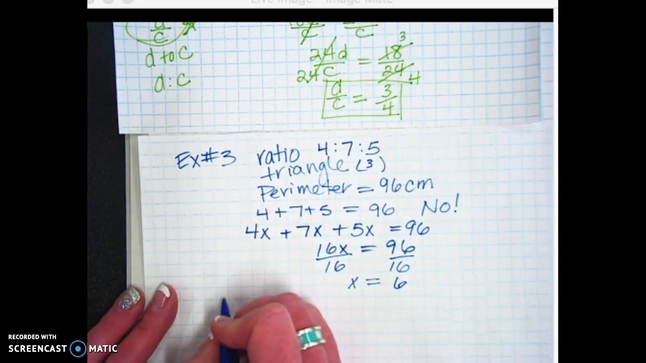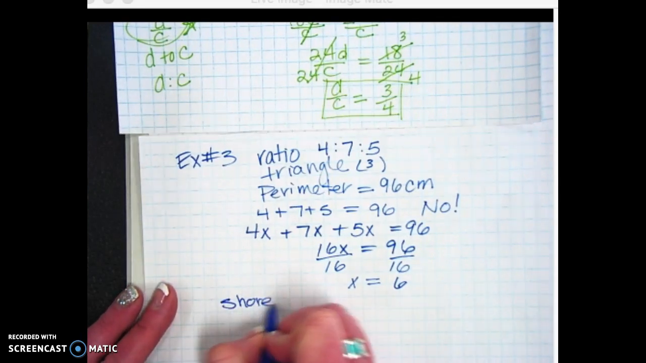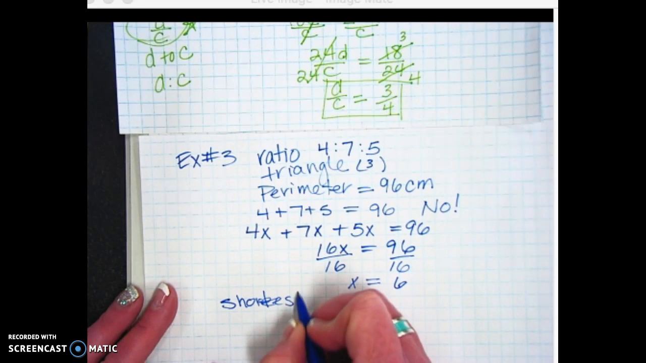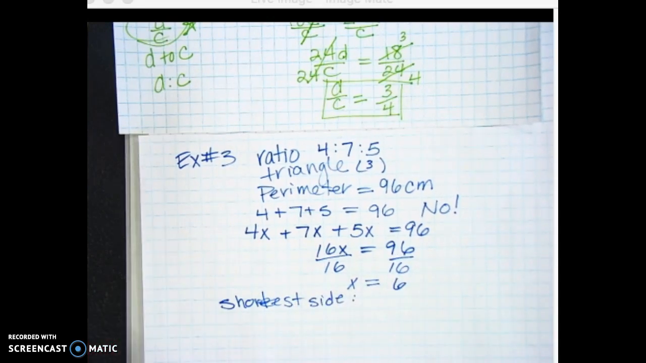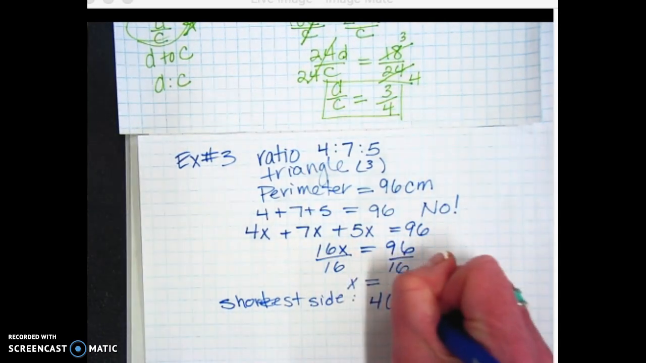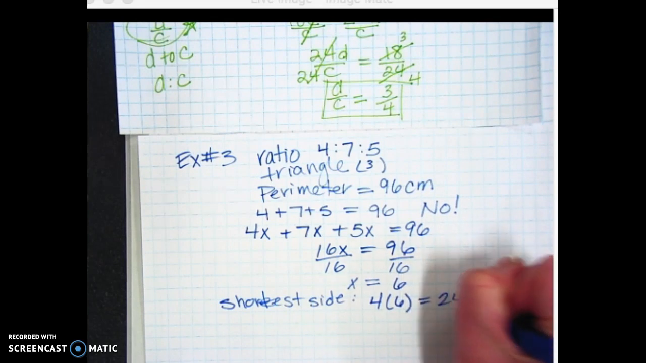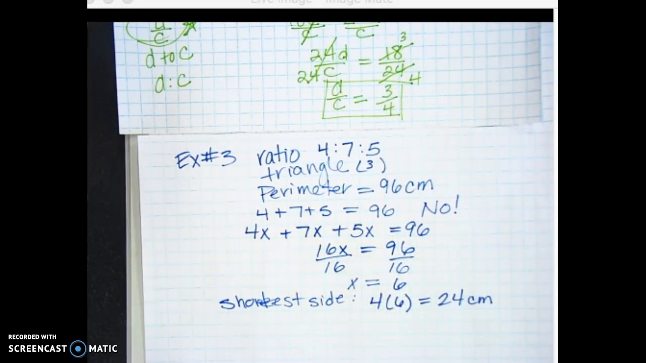Okay? What if they ask you, what is the shortest side? Which of these 3 numbers would you use? 4. So you'd say 4 times 6. So the shortest side would be 24 centimeters. Or the longest side, you would take the 7 and multiply it by 6. So you'd get what? 42. Or the medianist side, if that's a word. All right? Finish copying that down, and then let's look at your worksheet.